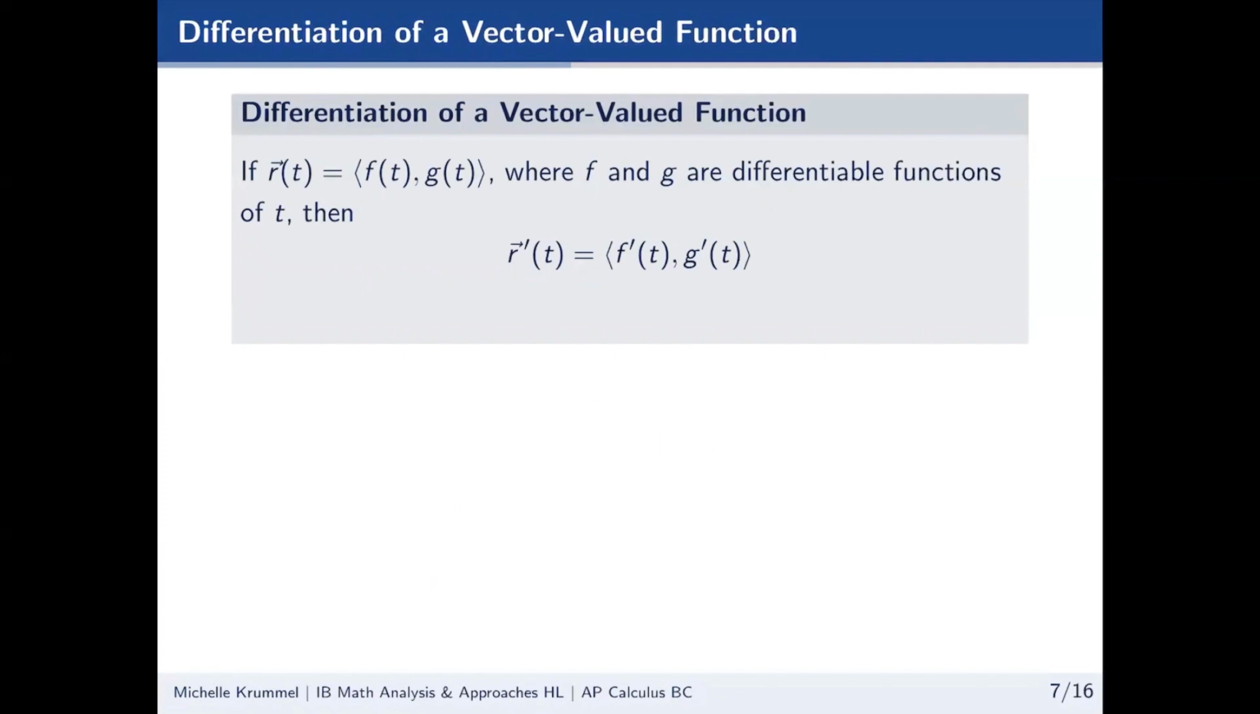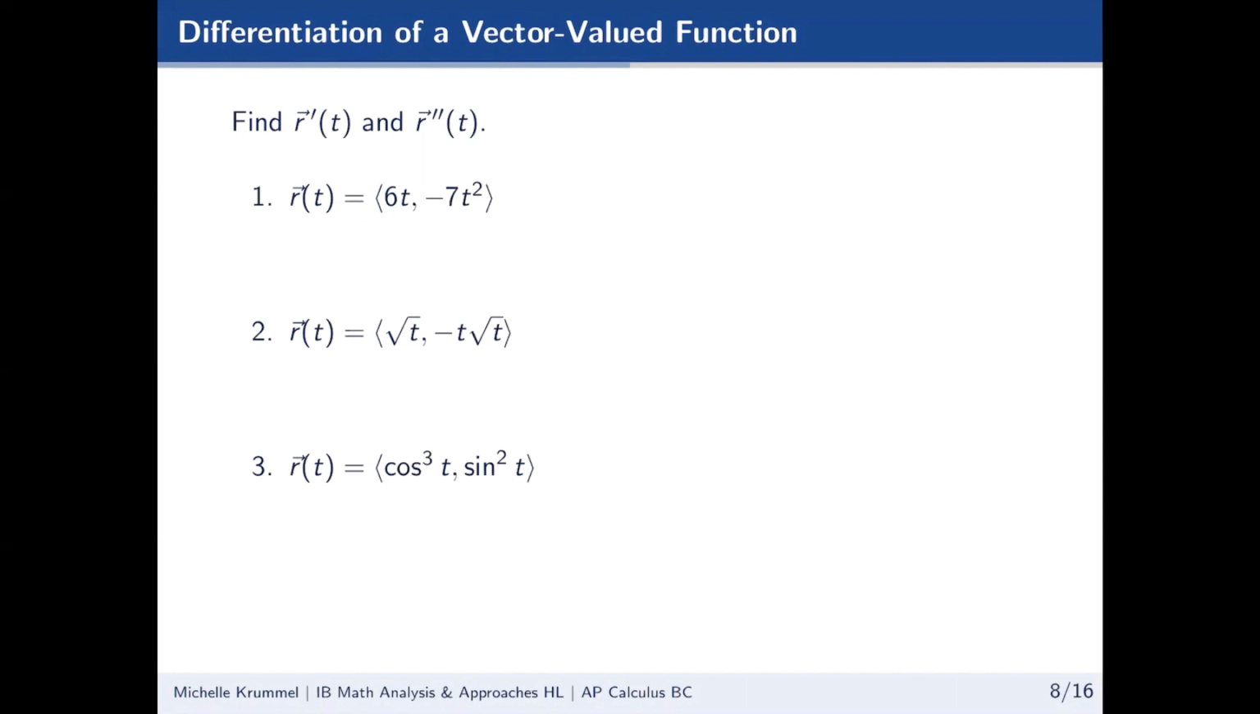So how do we take the derivative of a vector valued function? Here we're given a vector valued function, just r of t equals the vector with x component f of t, y component g of t, where f and g are differentiable functions of t. And we see that the derivative of our vector valued function is just given by the derivative of the x component and the derivative of the y component. Let's look at some examples.